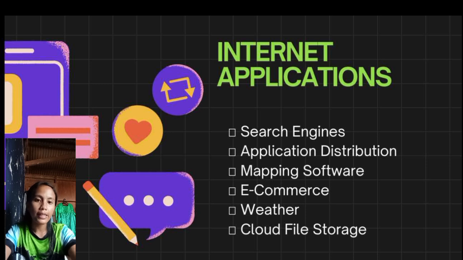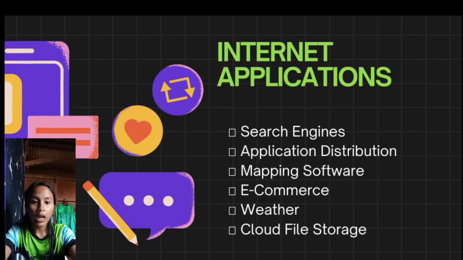The first one is the search engine. A search engine helps you to find information on the internet by searching keywords. Examples of this are Google, Bing, and Yahoo. Then we have the second one, application distribution. These are platforms that allow you to download and install apps on your devices.